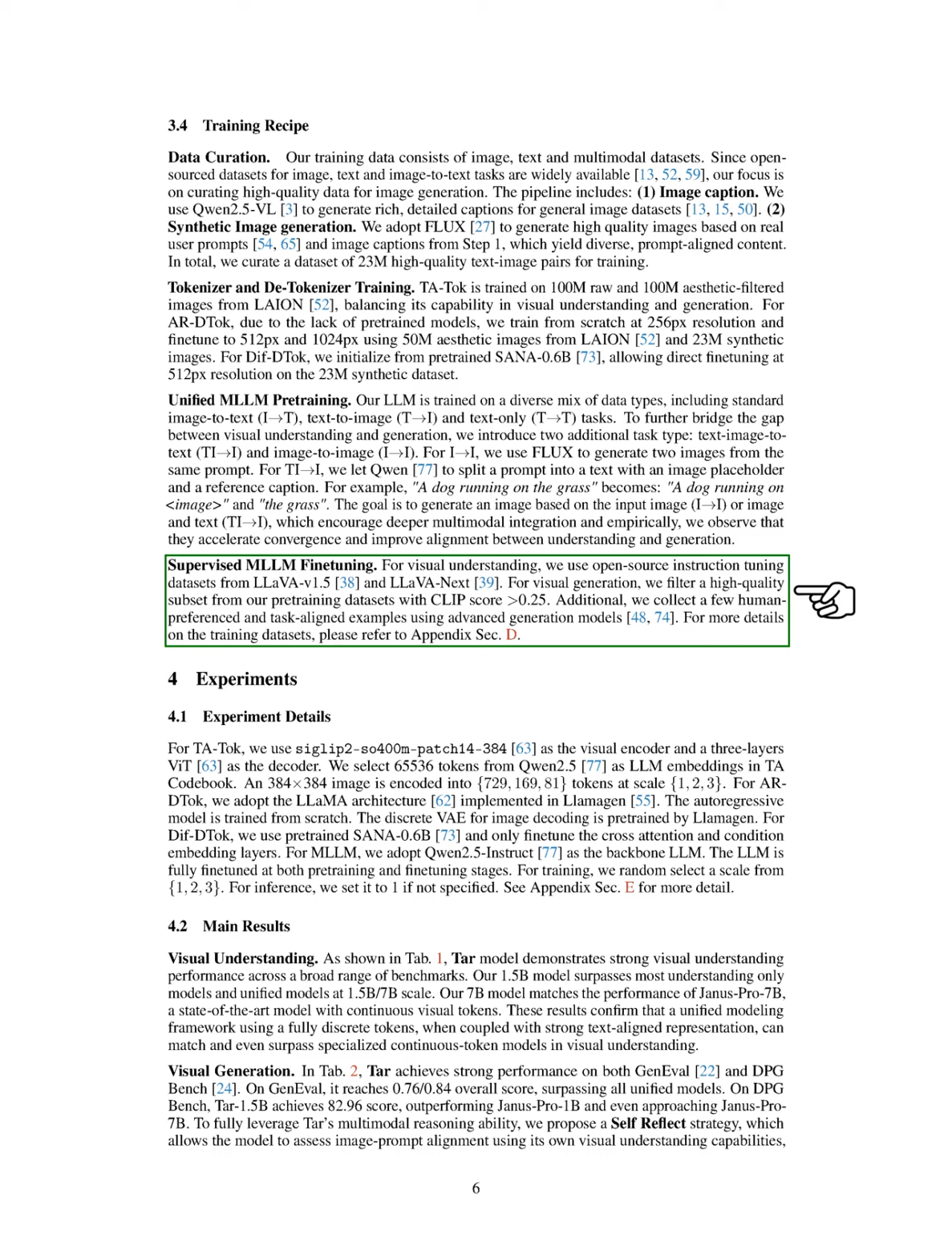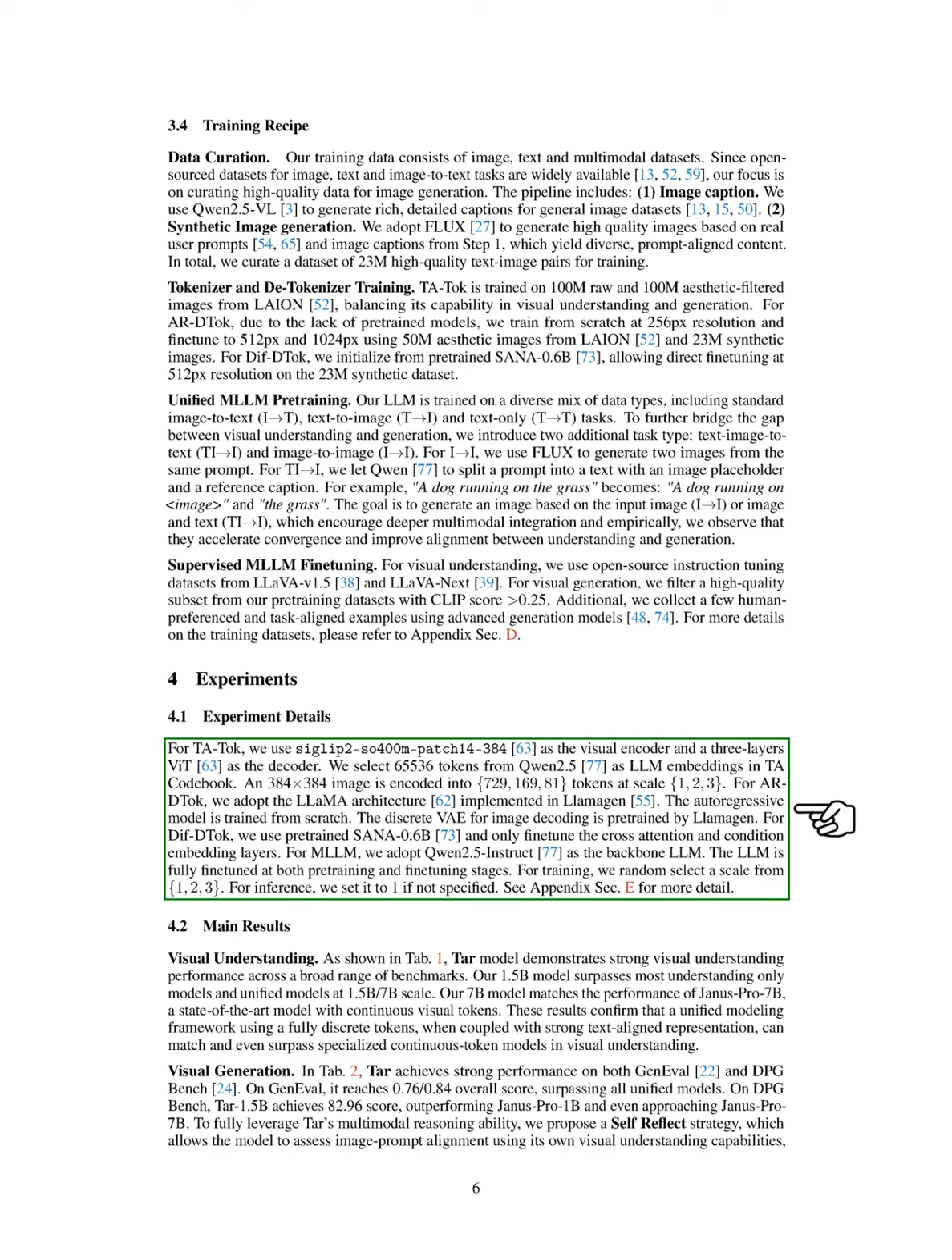Section: Experiment Details. In this section, we describe our experimental setup and results. For TA-Tok, we utilize a specific visual encoder and a 3-layer vision transformer as the decoder. We select a large number of tokens from Qwen 2.5 to use as embeddings in our TA codebook. An image sized 384 by 384 pixels is encoded into a varying number of tokens based on different scales.